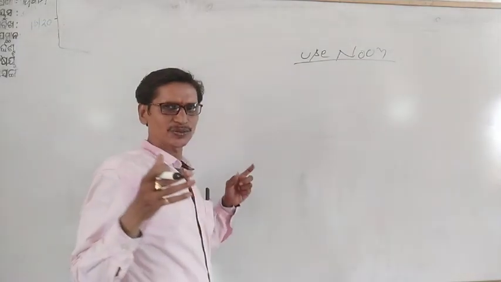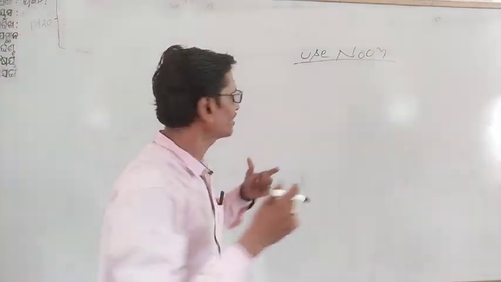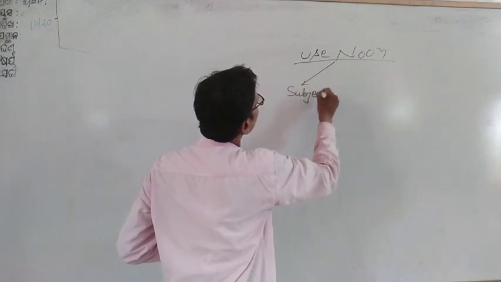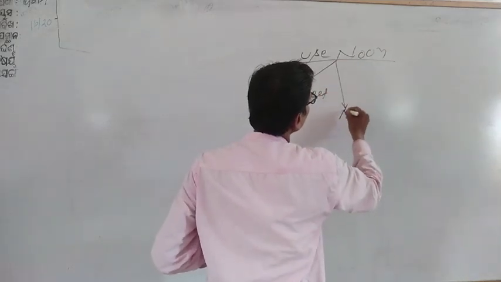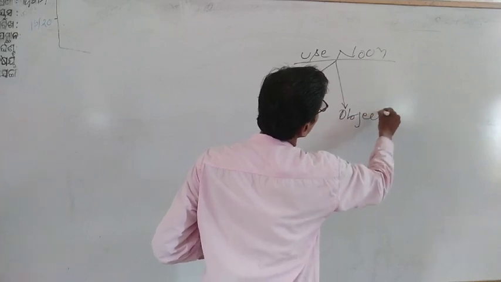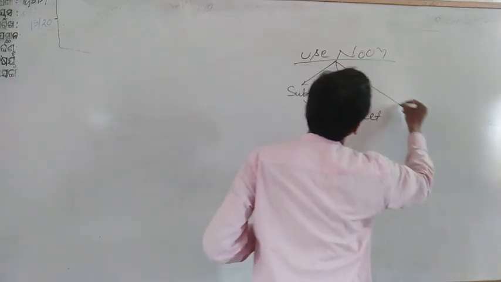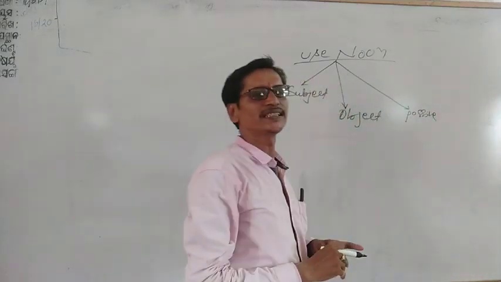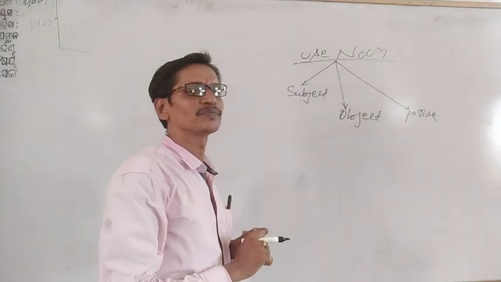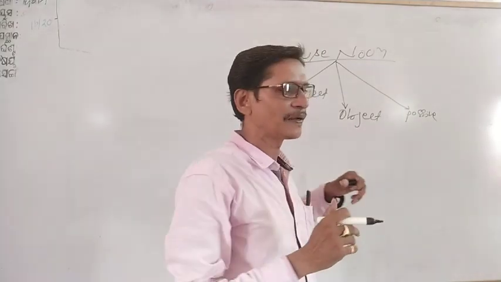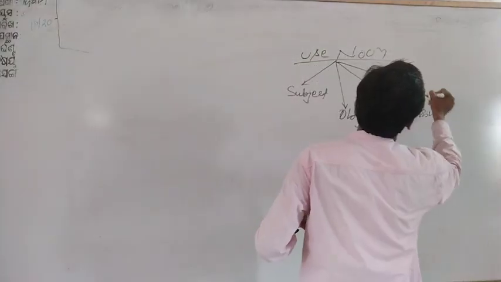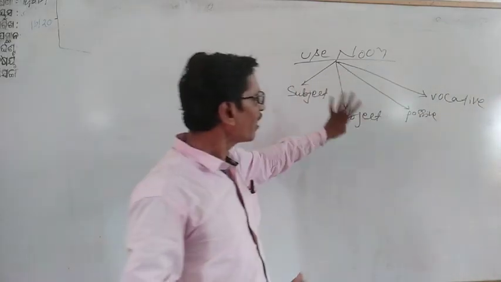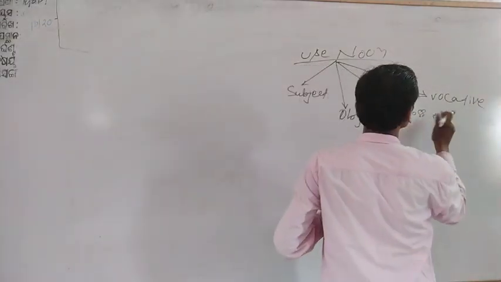About noun. Last class, we discussed the uses of noun. Nouns, as we discussed earlier, are used as a subject, as an object, possessive, and the vocative. These are the uses of noun we discussed.